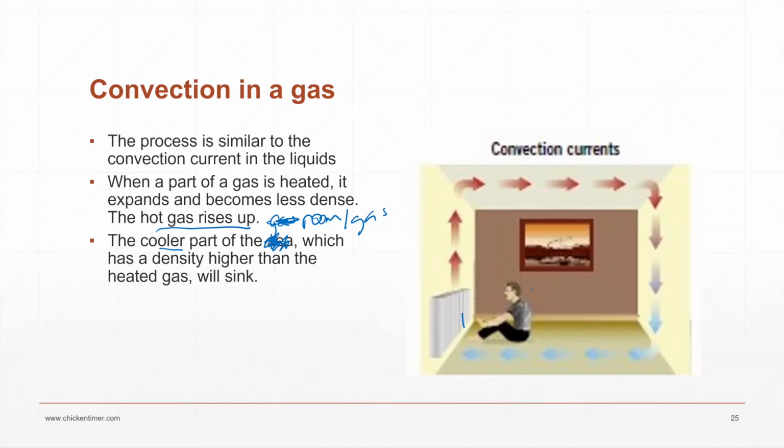If a human is here, the human will expel heat, the gases around him will become warm, then rise. Then because on top, the air is cooler, it will sink. So a convection current will happen in a room like that.